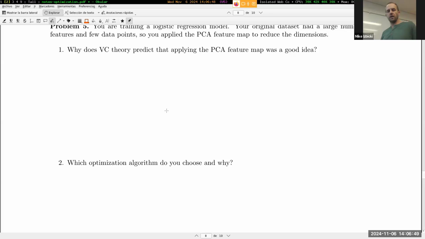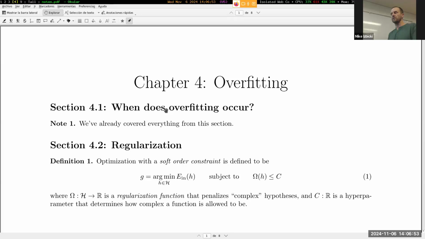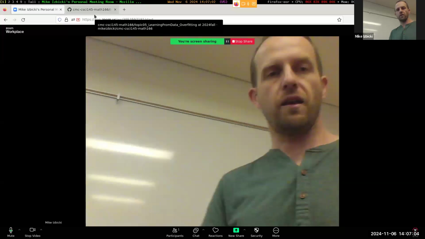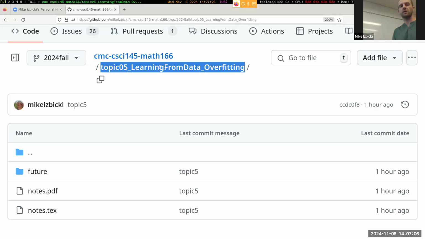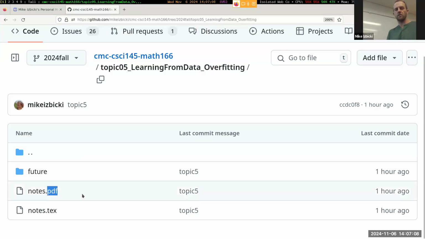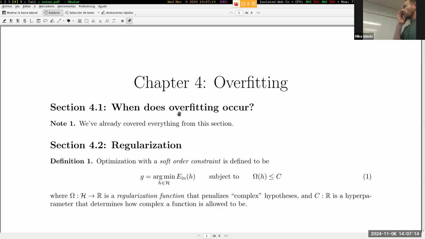So next in class, what we're going to do is shift over to this next set of notes, starting chapter 4, overfitting. And this, again, in the repository is this topic 5 section notes.pdf for the electronic version. Chapter 4 is called overfitting.